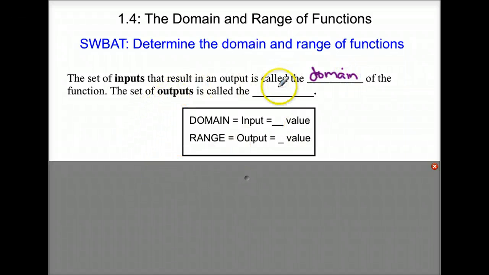The set of inputs that results in an output is called the domain of the function. The set of outputs is called the range. So domain is equal to your input value, which is also your x value. Range is equal to your output, which is your y value.